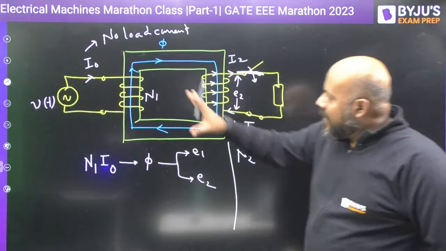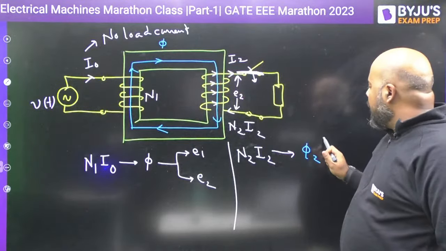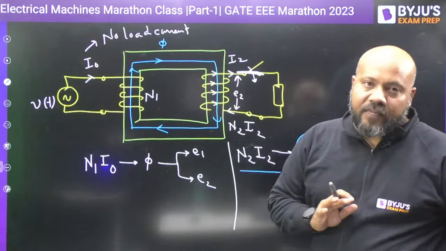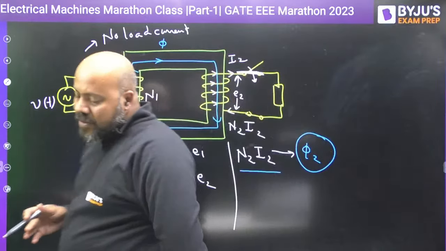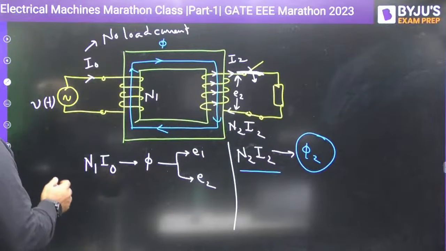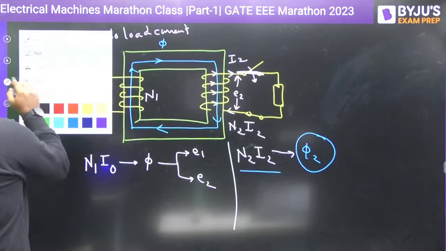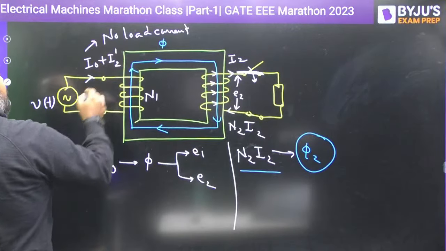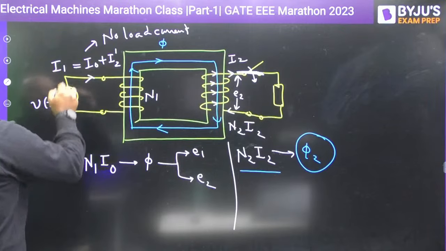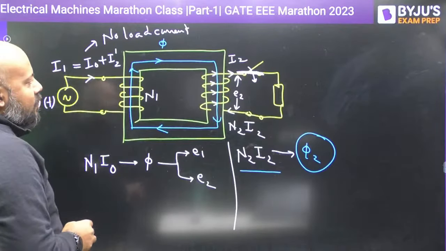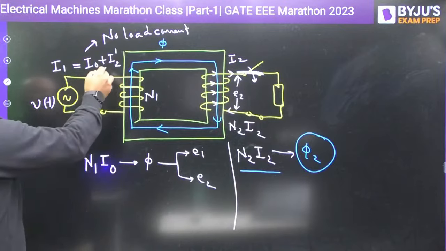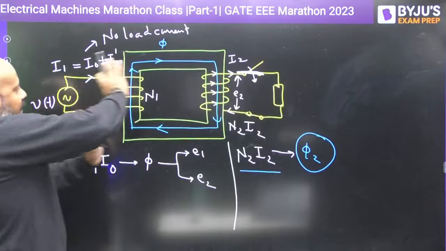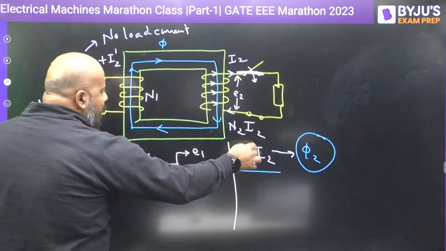It means some extra current must be taken from the supply to compensate this flux or this MMF N2 I2. So I am assuming the current which is drawn by the source, extra current, is going to be I0 plus I2 dash. This total current we are calling as I1. I hope you are getting this. So now you get the idea about what is this current I2 dash. This I2 dash current is the current which is the extra current taken from the primary to compensate for N2 I2.